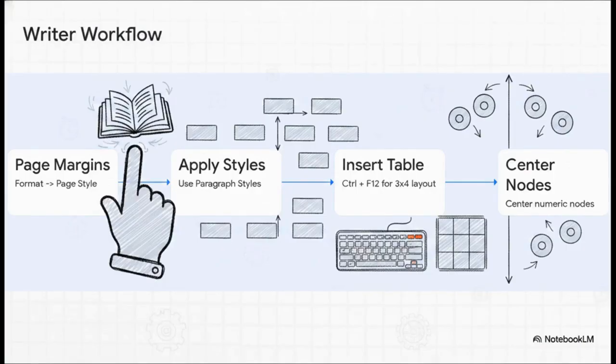All right, let's dive into Part A. For this section, we're tasked with assembling an official corporate memo, and it's worth 25 marks. Efficiency is literally the name of the game here, so we need a flawless procedural workflow. First up, rapidly adjust your page margins by navigating strictly to Format, then Page Style. Boom, done. Second, apply your paragraph styles. No manual messing around, okay? Third, insert our integrated 3x4 layout table. But we don't click through endless menus for this. We're going to use Control plus F12. You've got to treat these keyboard shortcuts like specialized tactical gear. And finally, quickly center the numeric nodes. If you execute these exact steps, you can knock out this entire section in under 2 minutes.